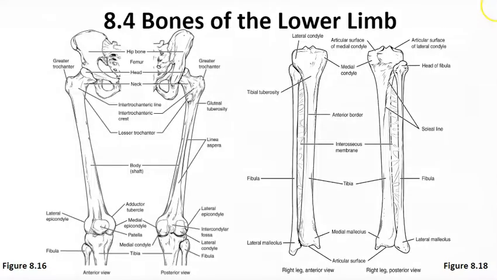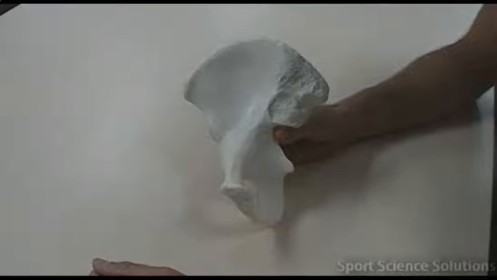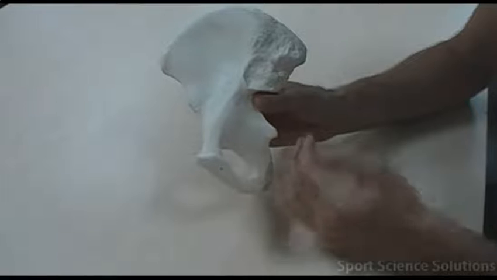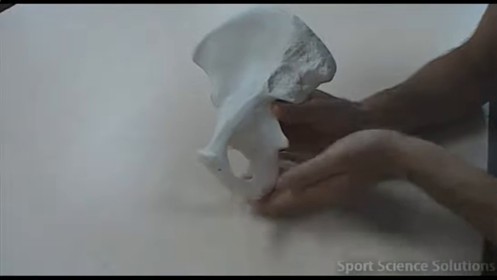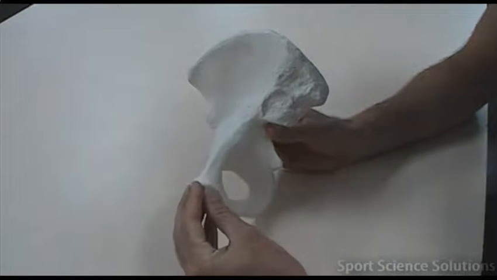So this is a coxal bone which forms part of our pelvic girdle. There are three fused bones which make up a coxal bone. The top portion or superior portion is called the ilium. The inferior posterior portion, or down and towards the back, is called the ischium. And the anterior portion, or the bit facing towards the front, is called the pubis.